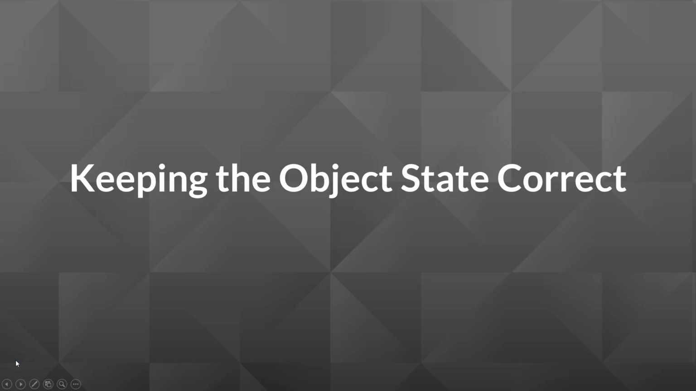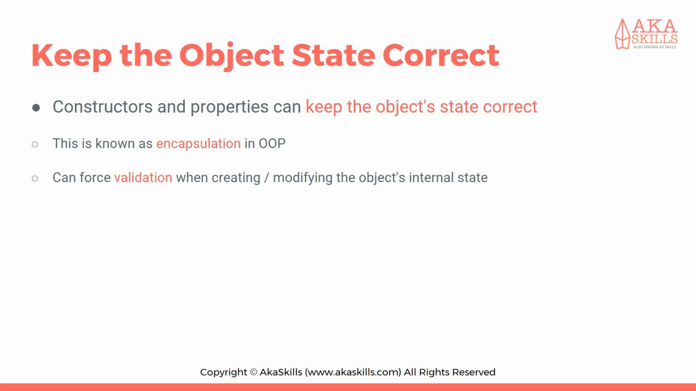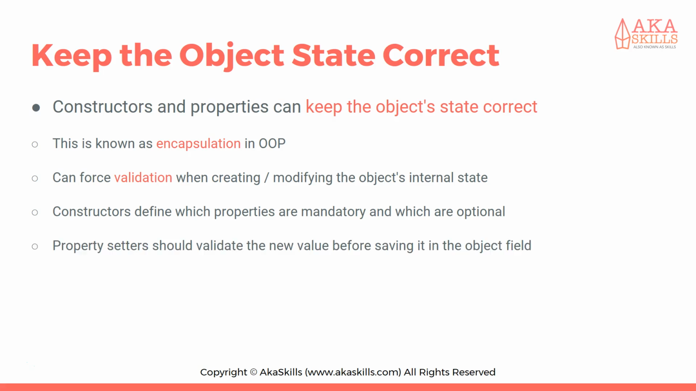We're going to complete this lecture by reviewing keeping the object states correct. Alright, so constructors and properties can keep the object state correct. And this is known as encapsulation in object-oriented programming. This can force validation when creating or modifying the object's internal state. And constructors define which properties are mandatory and which properties are optional.